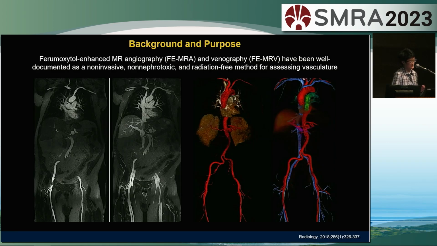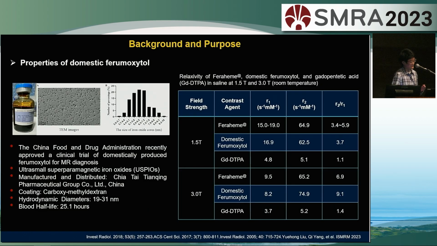Varmoxolid is a kind of ultra-small superparamagnetic iron oxide nanoparticle that received approval from the US FDA for treating iron deficiency anemia. It serves as a potent blood flow contrast agent. The China FDA recently approved the clinical trials of domestic varmoxolid for MR diagnosis. In our study, we used the domestic varmoxolid.